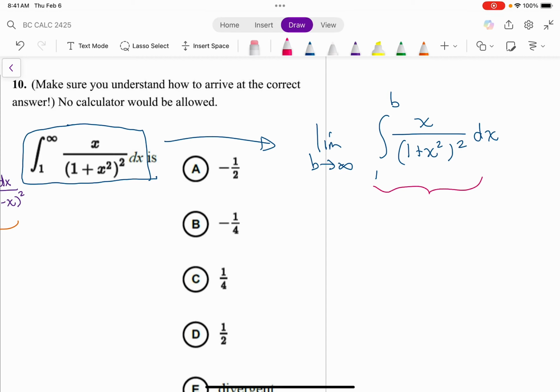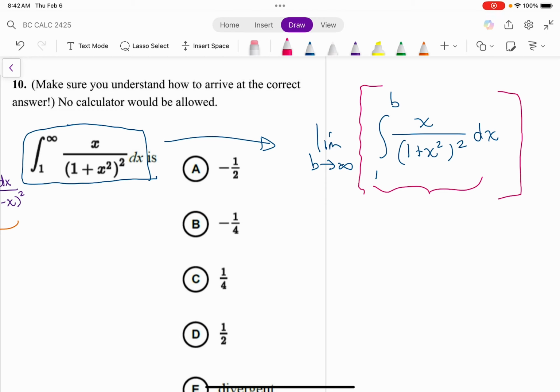Now let's focus our attention on this. We have to find an antiderivative of the inside, and I see an x squared and an x. I think I'm going to use a u substitution, which you're allowed to do, because you want to treat this, we'll deal with the b going to infinity later, just like any old definite integral, as if b is a number.